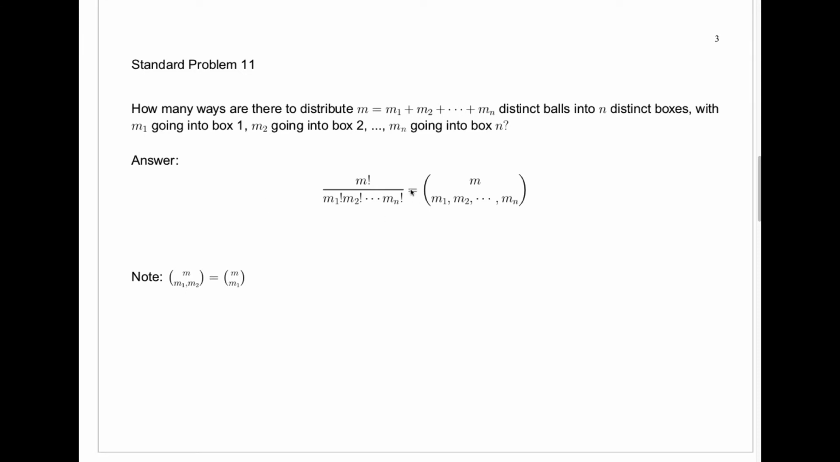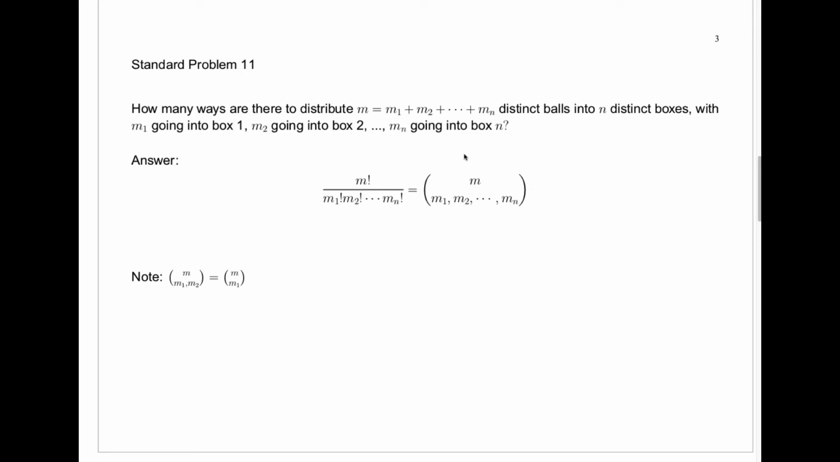Well, the answer, just generalizing the formula we had before, is M factorial over M1 factorial times M2 factorial through M sub n factorial. And that's a very important number, and we give it this name. It looks like a combination number symbol. Now we'll call it a distribution number symbol, or we'll also use the term multinomial coefficient. We'll explain that in the next video lecture.